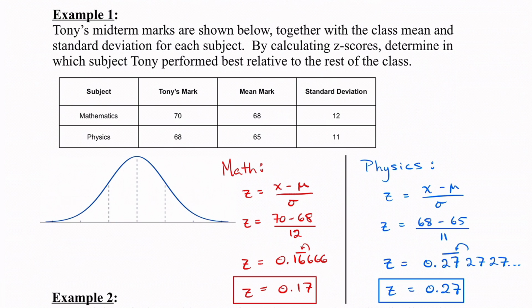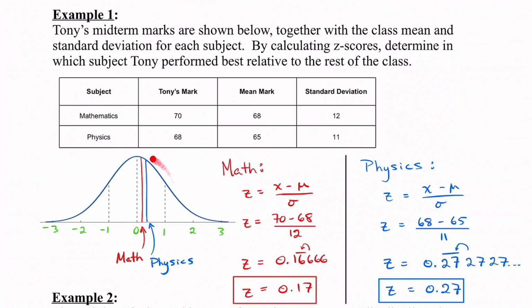0.27. So if I were to plot this on my normal distribution, the middle is at 0, and that's 1, 2, 3, and then this is negative 1, negative 2, negative 3. 0.17 is just after the 0. It's really, really close to 0. So that is where his math mark is going to be. And then for his physics mark, that was at 0.27, so that's just a little bit further. So his physics is a little bit further ahead.